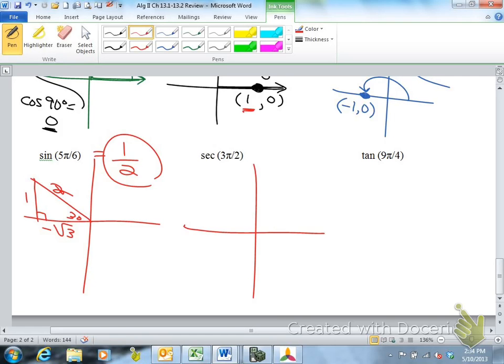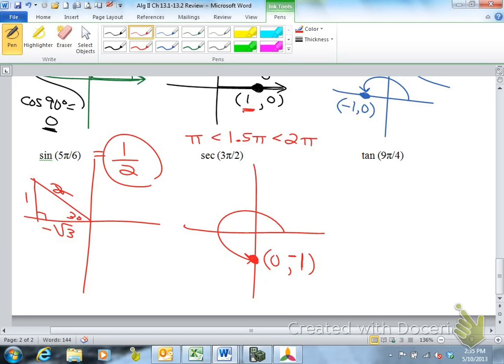3 pi over 2 is the same as, you can think of it as being halfway between pi and 2 pi. Half of a circle is pi. A whole circle is 2 pi. So that would put us down here. So this is a quadrantal angle. It's on an axis. So we can't use the triangle method that we were doing. So we need the ordered pair. Ordered pair would be 0, -1.